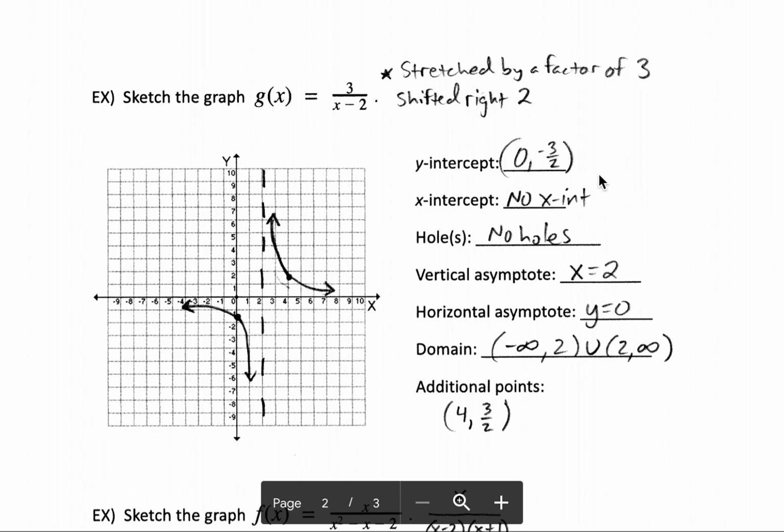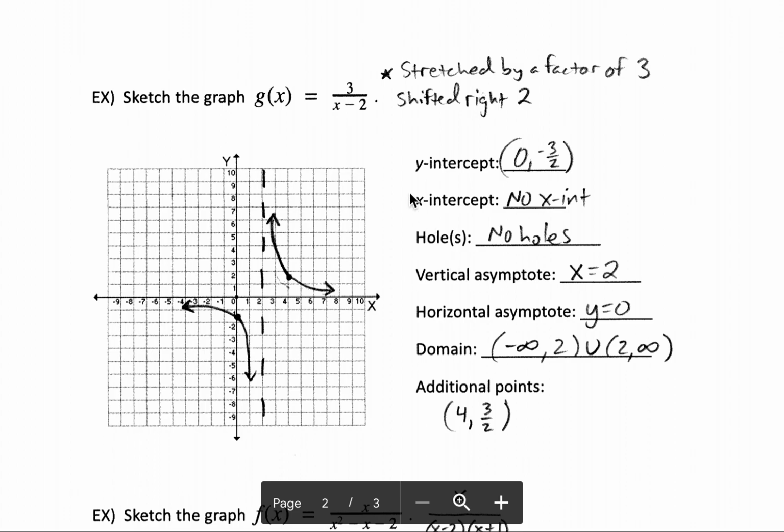Just to practice these steps for our next example, let's figure out how we can do these things algebraically. Holes occur whenever we have common factors that get simplified or canceled. There are no common factors here, so there are no holes in our graph.